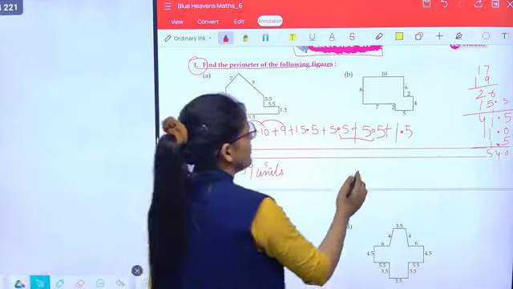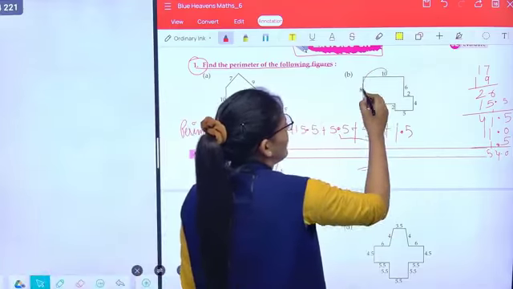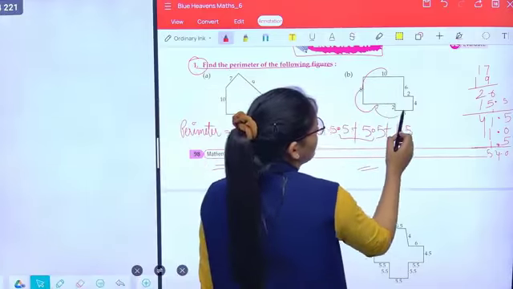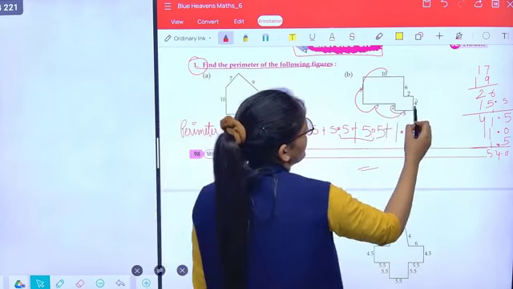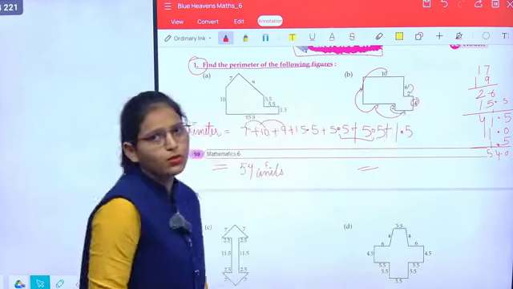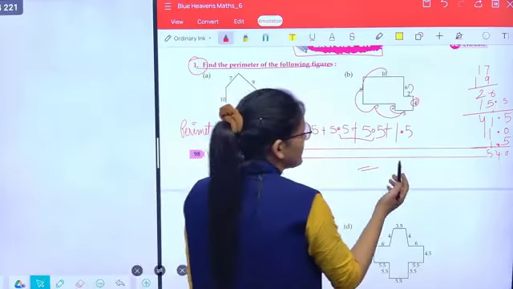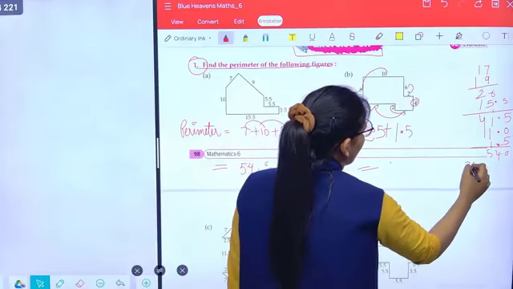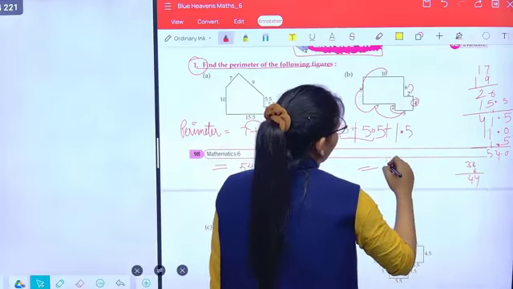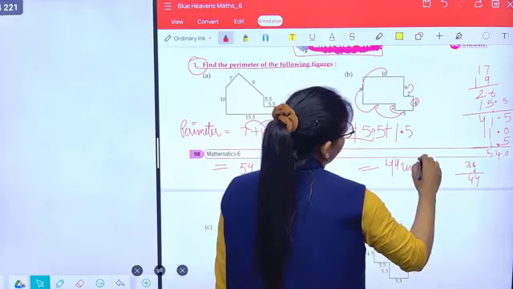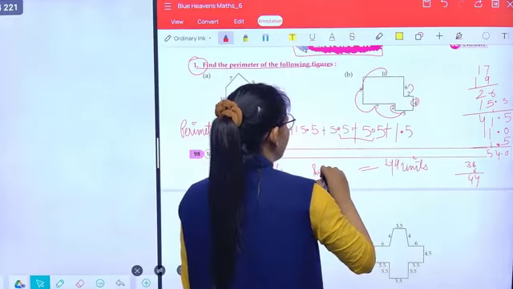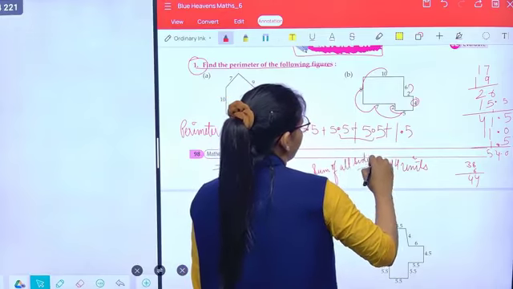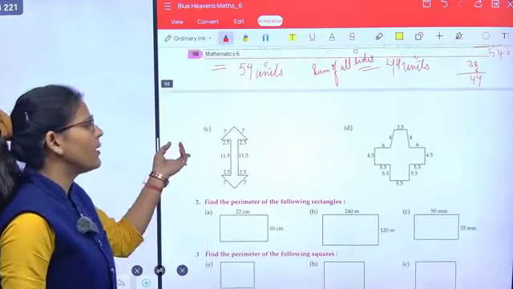Understand? Similarly, this figure, 10 plus 8, 18 plus 7, 25, 25 plus 5, 30 plus 2, 32, 36, 36 plus 2, 38, 38 plus 6, that is, now class, 44 units. Sum of all sides. Understand? Rest of the parts, do yourself.